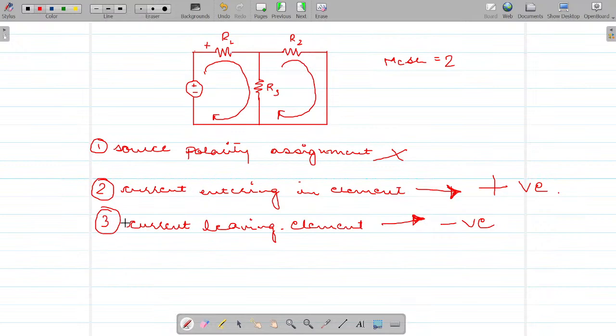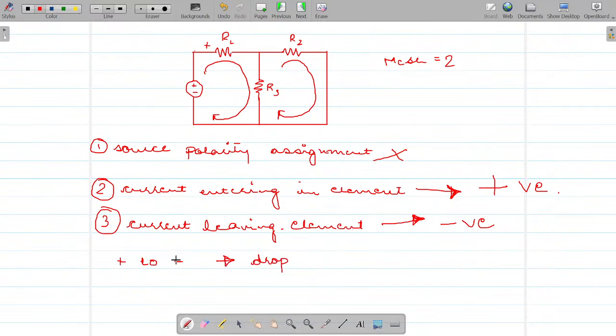Whenever we are traversing from positive to negative, what do we observe? We observe a drop.